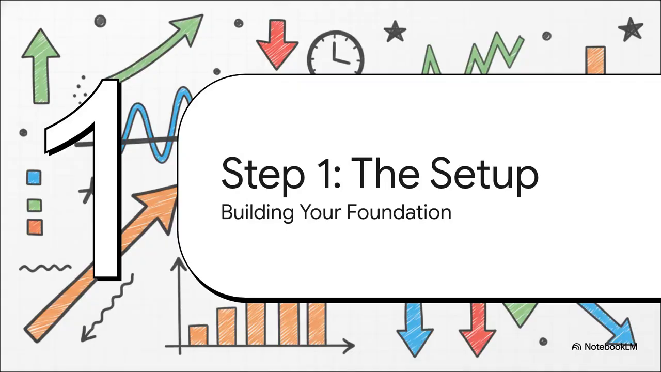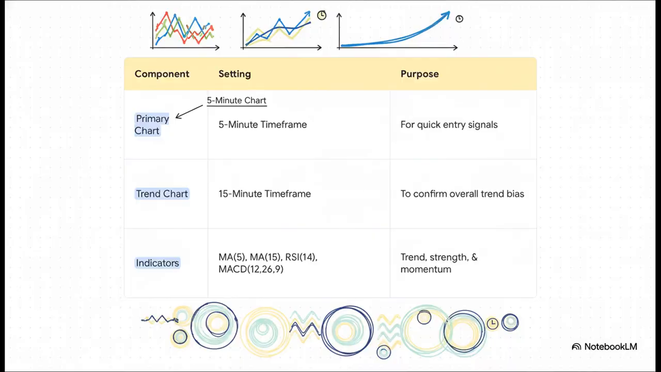Okay, let's roll up our sleeves and get to the first practical step, the setup. You wouldn't build a house on a shaky foundation, right? Well, the same thing goes for a trading strategy. So, let's walk through exactly how you need to get your charts configured. The heart of this setup is a 2-chart system. You'll have your main 5-minute chart, that's your action chart, where you'll be looking for signals. But, and this is so important, you'll also have a 15-minute chart open. Its only job is to tell you the direction of the bigger overall trend. It's our first major filter.